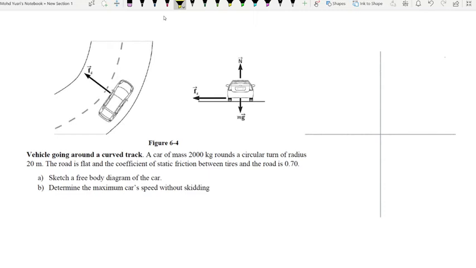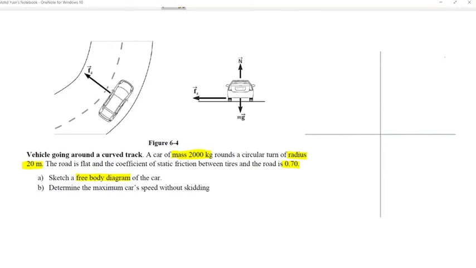In this question, we are going to solve problems related to vehicle going around a curved track. So let's look at the questions. A car of mass 2000 kg rounds a circular turn of radius 20 meter. The road is flat and the coefficient of static friction between the tires and the road is 0.7. Question A. Sketch a free body diagram of the car.